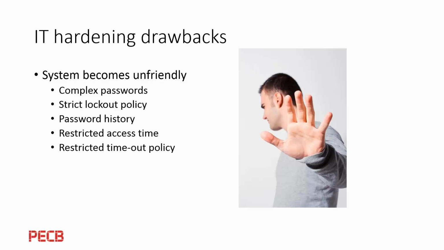Restricted access time. For example, we may define the requirement that the system is accessible only during office hours, for example, from 8 a.m. to 5 p.m. But sometimes it can happen that somebody will work after this standard office hour. In this case, he or she won't be able to access the system.